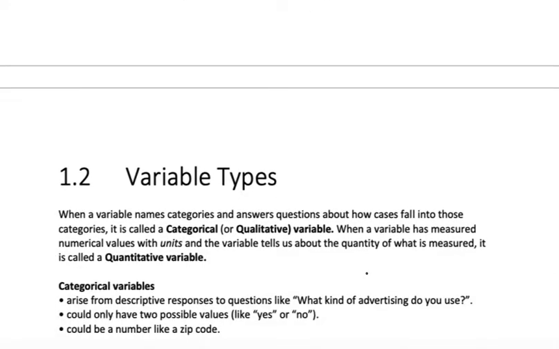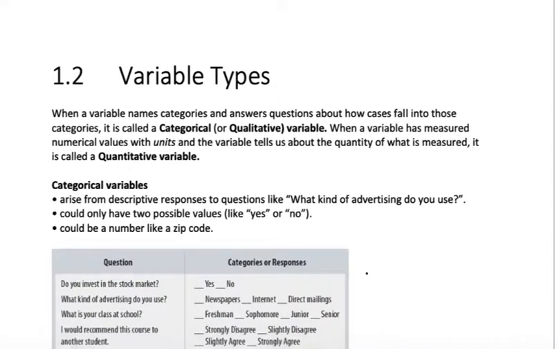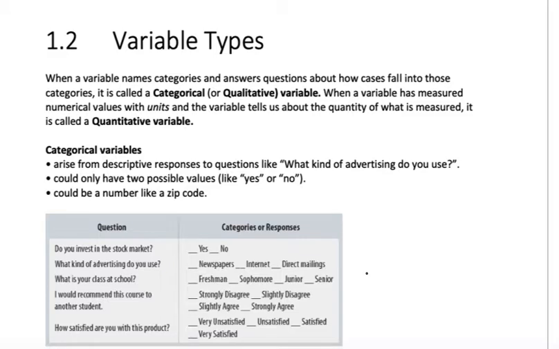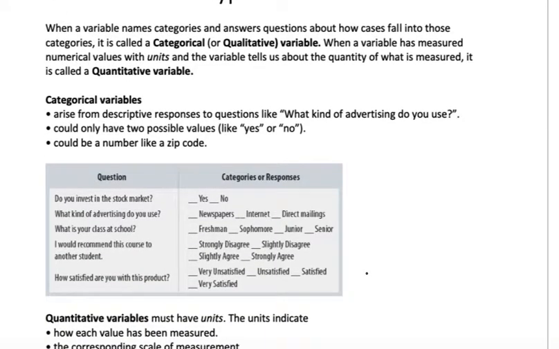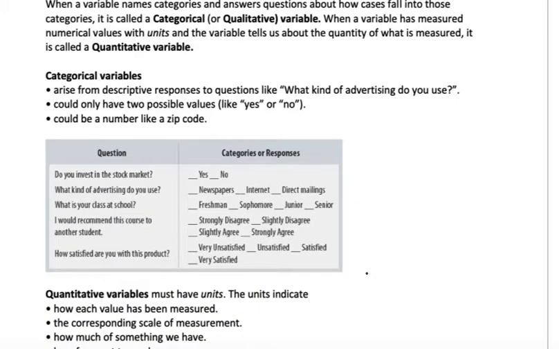Next, we're going to look at some different variable types. And the first way we're going to categorize variables is into 2 types. We have categorical variables and quantitative variables. Categorical variables are responses to questions where the response is a word. So it could be a yes or no, or it could be a question where you're saying you agree, strongly disagree, slightly disagree, freshman, sophomore, junior, senior, anything where the answer is a word. It could also be a number like a zip code.